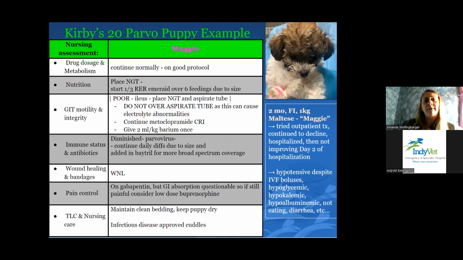Pain control was on gabapentin, but since she's not really absorbing anything through her GI tract, if she needs it, we'll give her some low dose buprenex. And then for our TLC and nursing care, with our parvo puppies, a lot of times it's a challenge to keep them clean and dry, making sure that she's not getting fecal or urine scalded, and then of course some infectious disease approved cuddles.